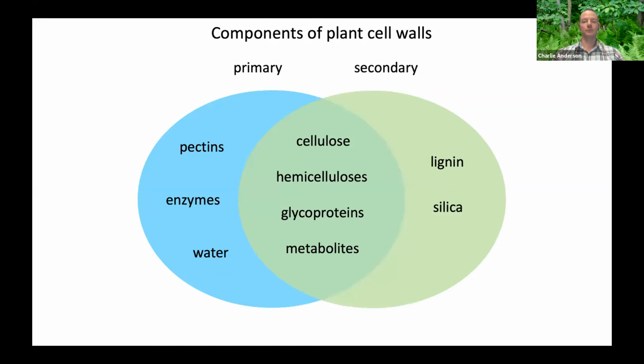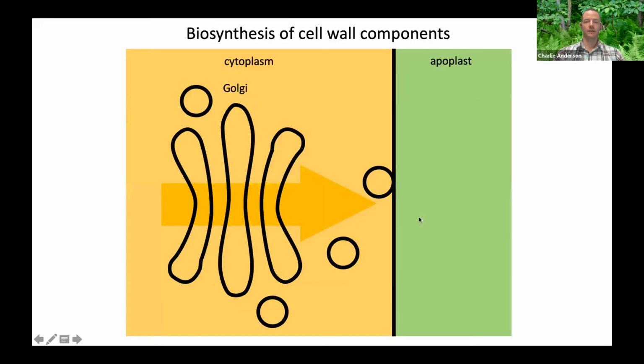And if we think about those primary versus secondary cell walls, they contain a variety of components. So this Venn diagram is showing some of the components that are in common between primary and secondary cell walls, as well as some that are more unique to primary walls and secondary walls. So the things that are in common include cellulose, hemicelluloses, glycoproteins, and metabolites. Primary cell walls are also abundant in things called pectins, as well as enzymes and a large amount of water. Whereas secondary cell walls have less water and less pectin, but contain more of a substance called lignin, and in some plants contain silica. So how are cell wall components synthesized in the plant cell?